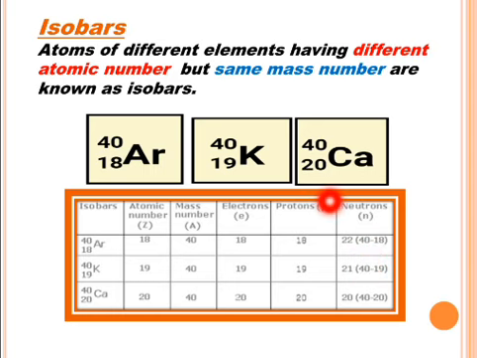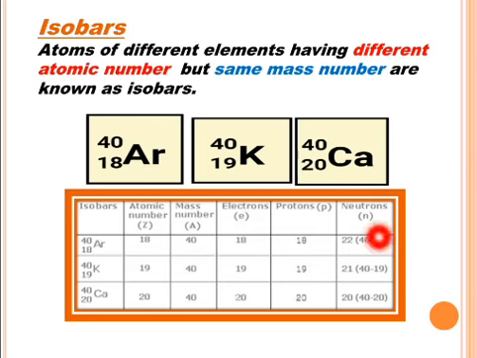See the case of calcium with atomic number 20. It has 20 electrons and 20 protons. And how to calculate the number of neutrons? By subtracting the atomic number 20, or 20 protons, from the mass number 40, it comes out to be 20.